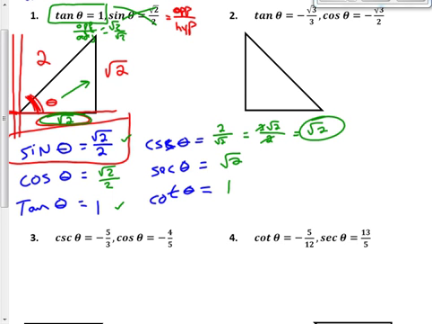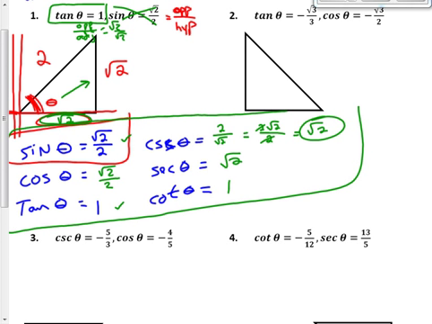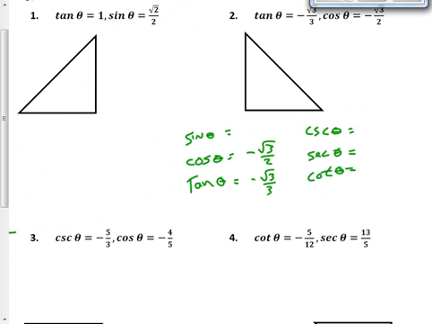Okay, so that's the answer for this problem: these 6 trig functions. It says to name the 6 trig functions. Okay, there's number 1. So on to number 2, they give us two pieces of information, the cosine being the negative square root of 3 over 2, and the tangent being the negative square root of 3 over 3.